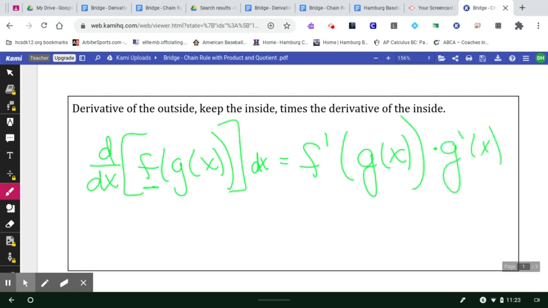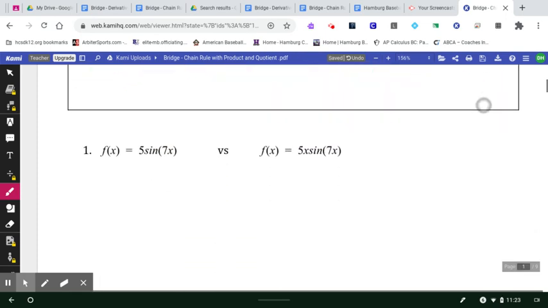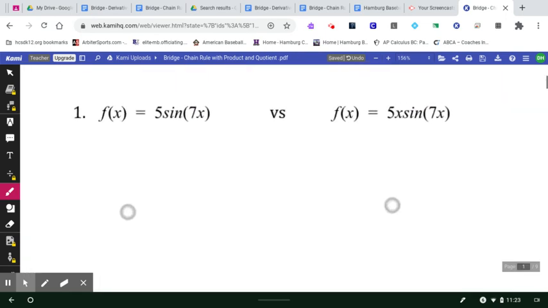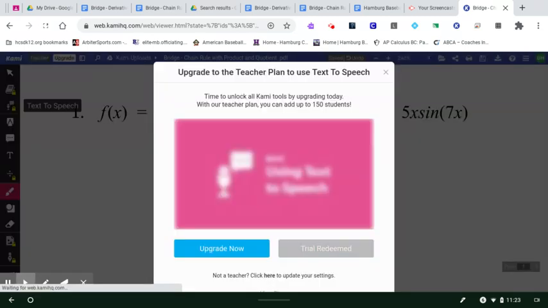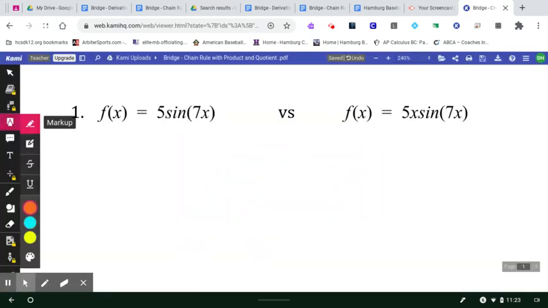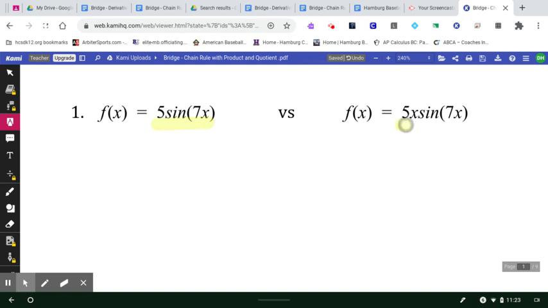All right, so let's take a look at these two examples. We have 5 sine of 7x versus 5x sine of 7x. The only difference in there is the x, and it makes a huge difference. It's crazy. It makes such a big difference.